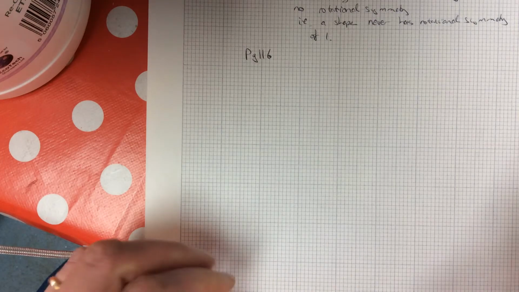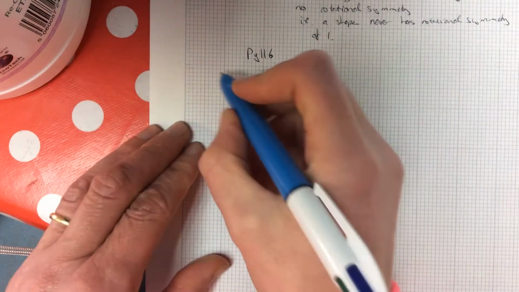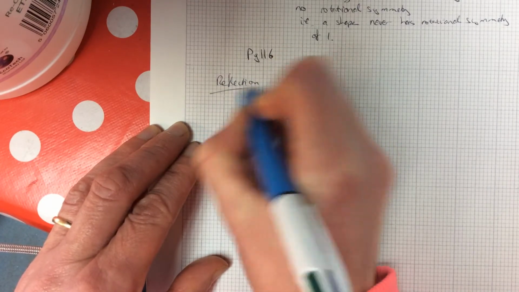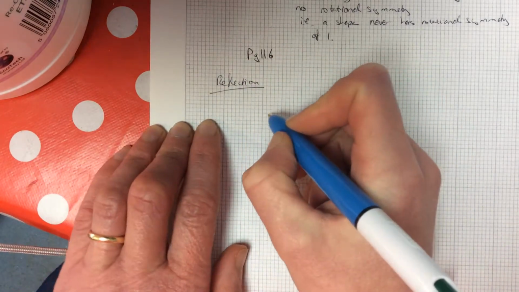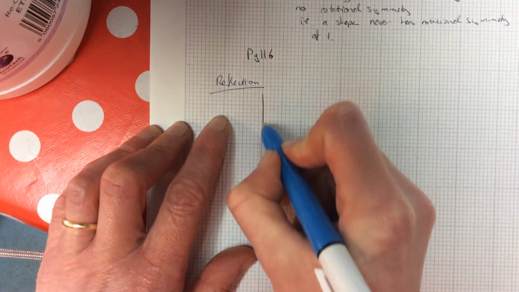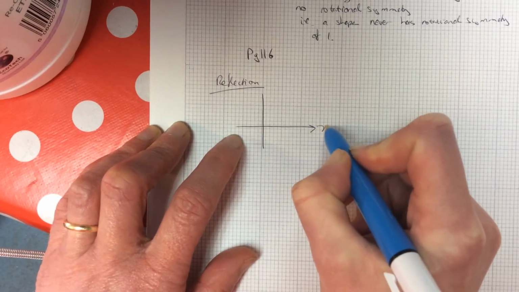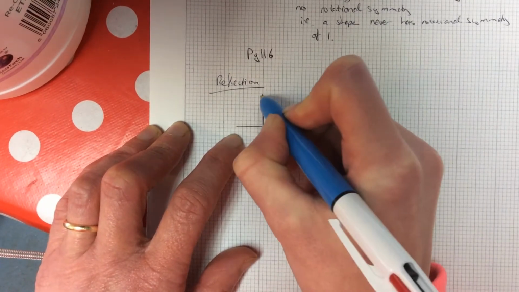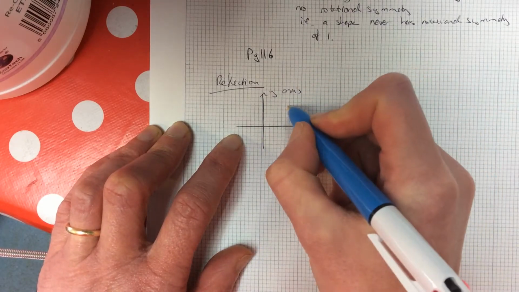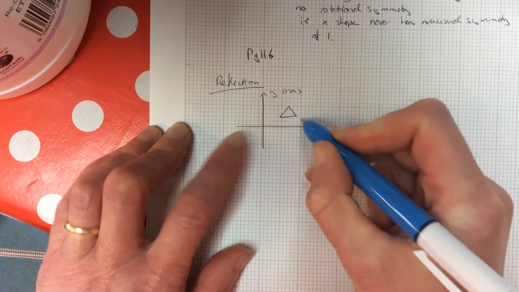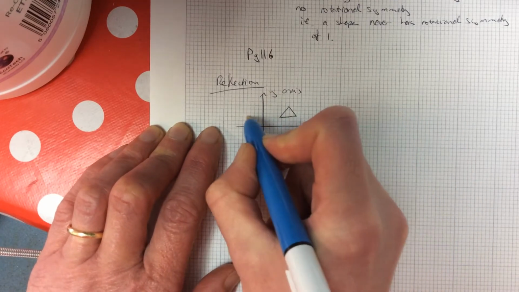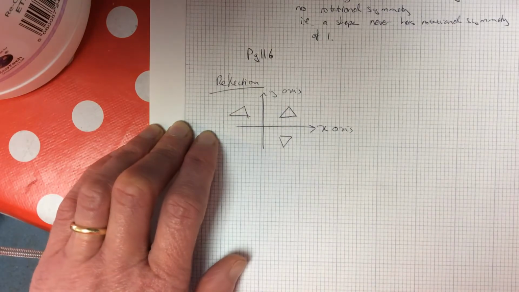Okay, the next wee section of this lesson is reflections, and it's just like symmetry. There's a slight difference here. For reflections, you're usually told to reflect it in like the x-axis or y-axis, and I just want to make sure you remember what's what. This is the x-axis, and this is the y-axis. So if you were asked to reflect, say, this shape here in the x-axis, it would be down here. If you're asked to reflect it in the y-axis, it would come over here.